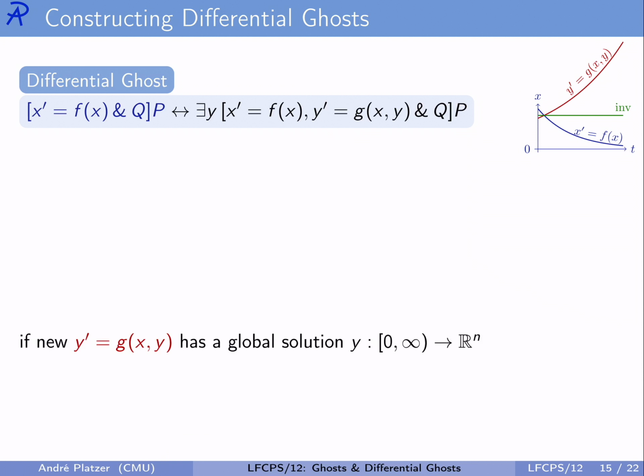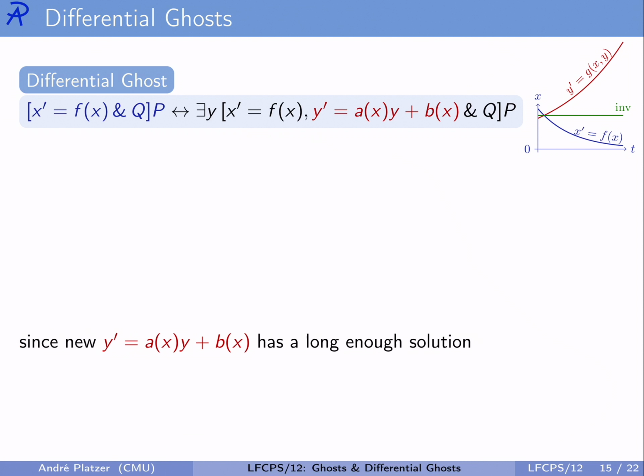We need to make sure that the new differential equation we're adding in has a global solution for all times, or at least has a solution that exists for as long as x does. Because if x ceases to exist after 17 seconds, then it's okay if y doesn't exist any longer either, because the evolution is the function of x and y. But at least y shouldn't stop existing before x does.